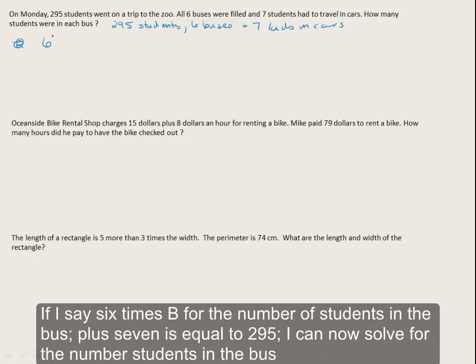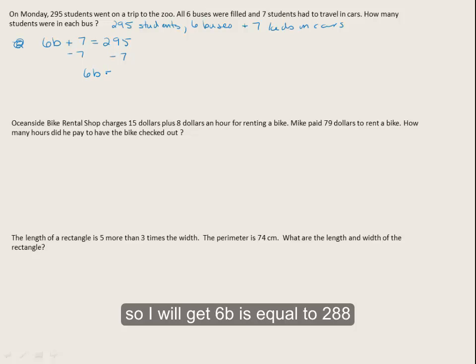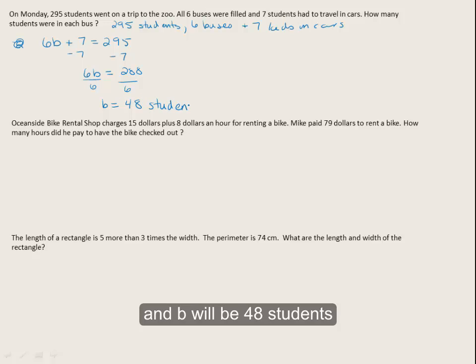So if I say 6 times B for the number of students in the bus plus 7 is equal to 295, I can now solve for the number of students in the bus. So I will get 6B is equal to 288. I will divide both sides by 6, and B will be 48 students per bus.